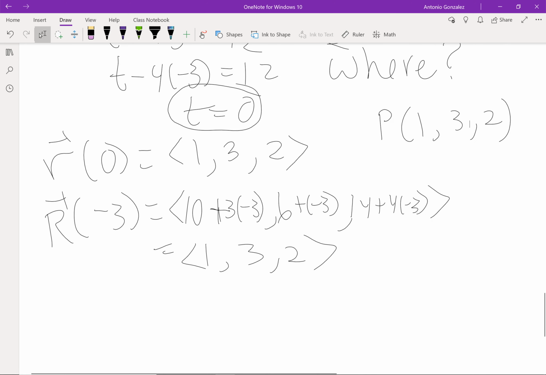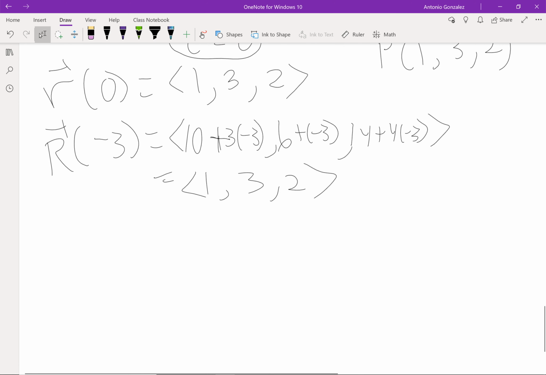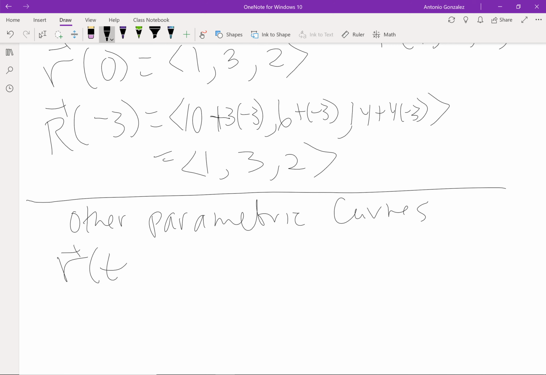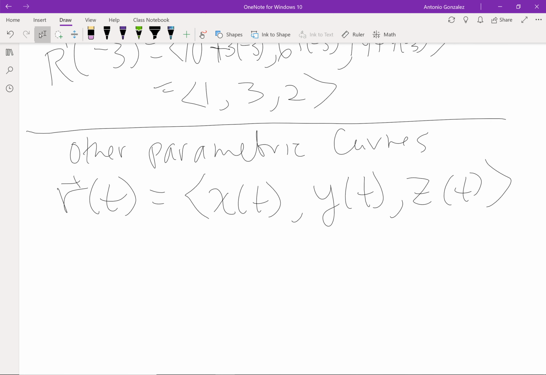Now, what about this brief discussion of other curves besides lines? Keep in mind that our formulation of a vector equation is some function x of t, y of t, z of t. When it's an equation of a line, there's one independent variable, that being t, and when they're all linear, we get an equation of a line. But they don't have to be linear, and that leads us to different types of curves.